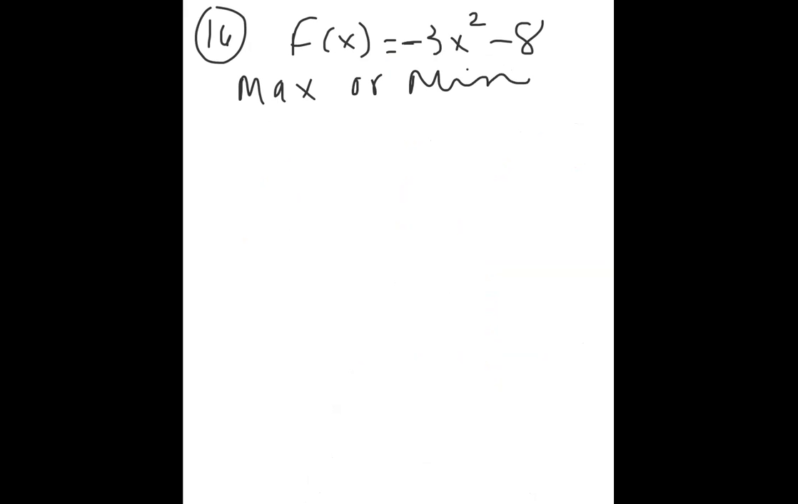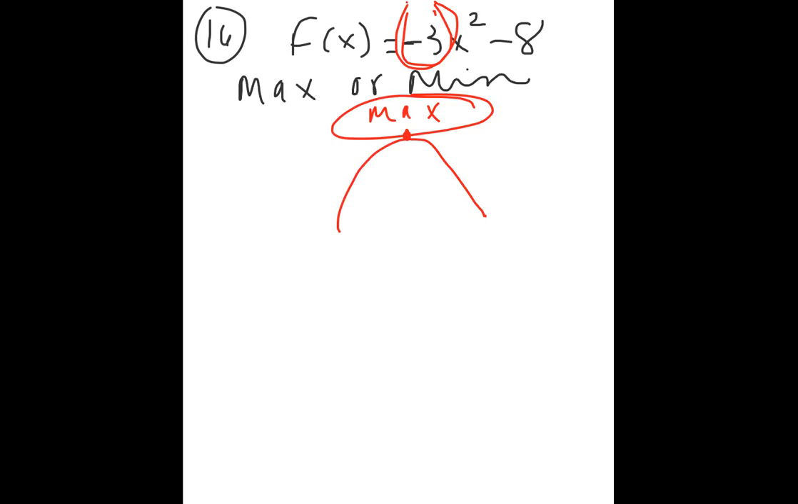Okay. So how do we know if a graph has a max or min value? We need to decide if the graph is going to open up or if it's going to open down. What determines that? The a value. So you look at your a value. In this case, it's negative. Because it's negative, the graph is going to open down. So that means you're going to have a high point at the vertex. So this one is going to be a max, okay?